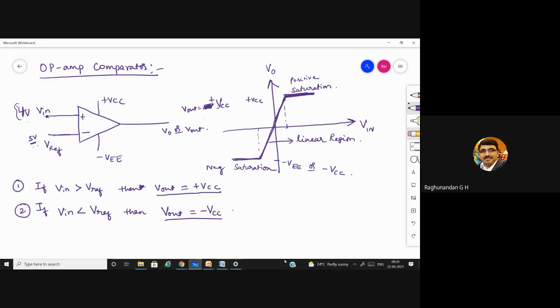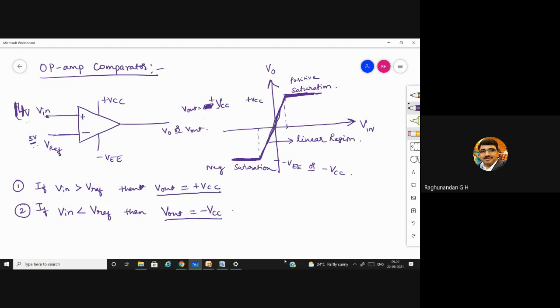So this is how we are going to have. Suppose now it is in the negative saturation level. Here, whatever input you increase, it will be at the same level. Okay, now I'll make this as 14 volt input. Now again, what should happen? It should again go back to the positive saturation.